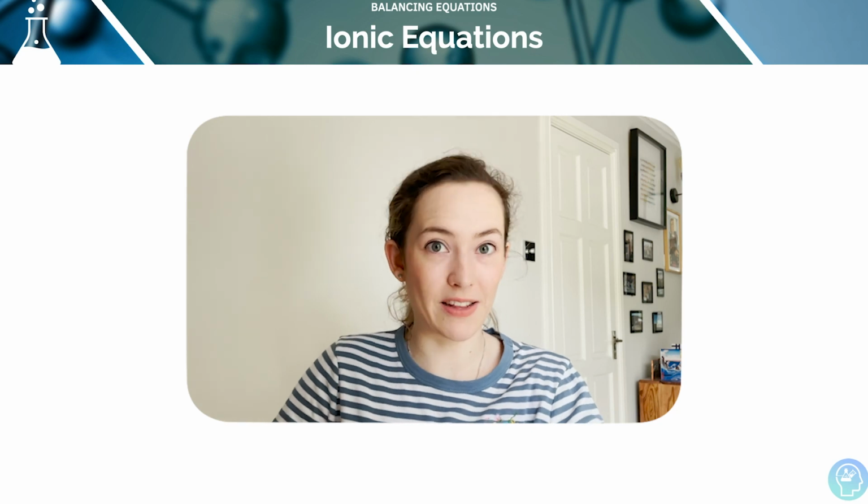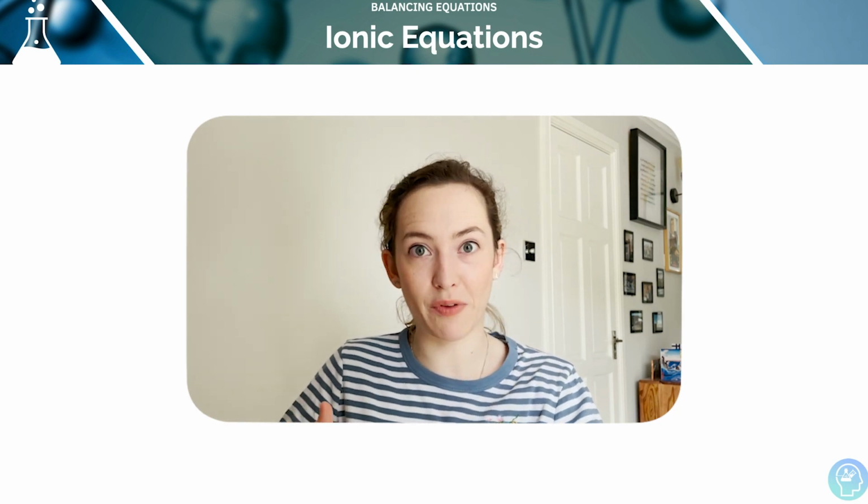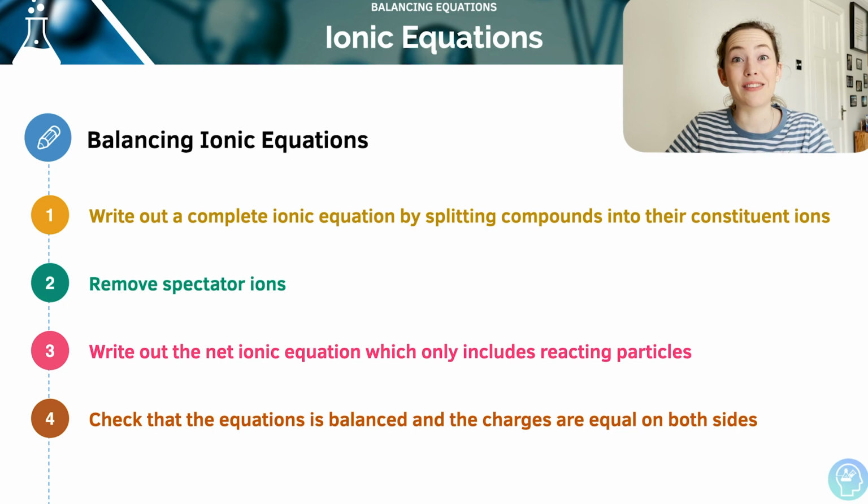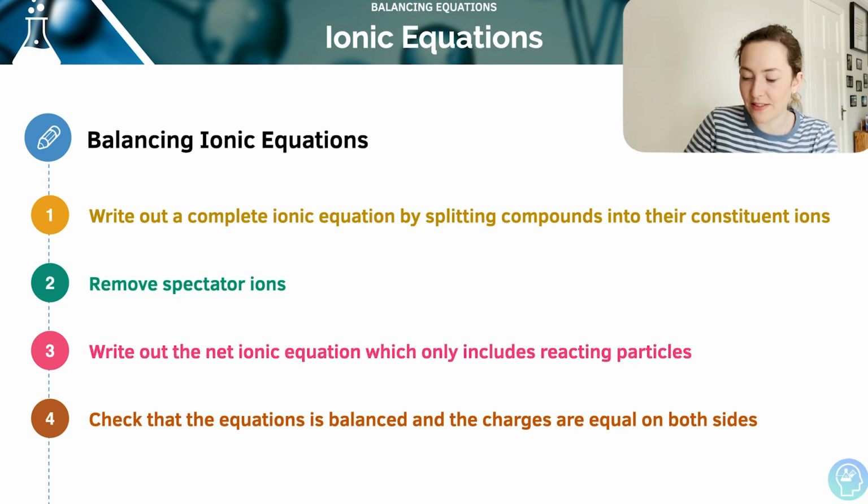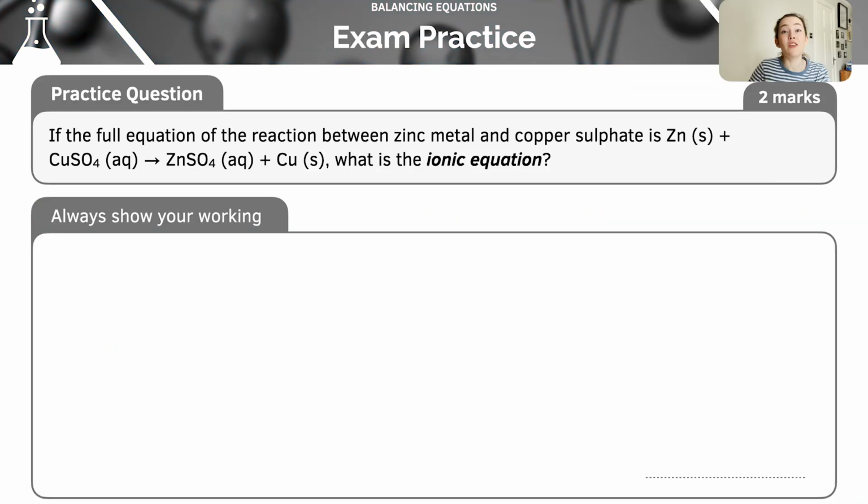So you might have to do a little bit of balancing equations in general, so the skills we were looking at before. Here is a summary of rules you can use for balancing ionic equations. Write out the complete ionic equation by splitting the compounds into their constituent ions. You need to have a strong understanding of polyatomic ions for this. Remove the spectator ions. Write out the net ionic equation that only includes the reacting particles. If it's in the same state on both sides and looks exactly the same, then you get rid of them. If not, you include them. And check the equation is balanced and the charges are equal on both sides. So give it a go yourself.